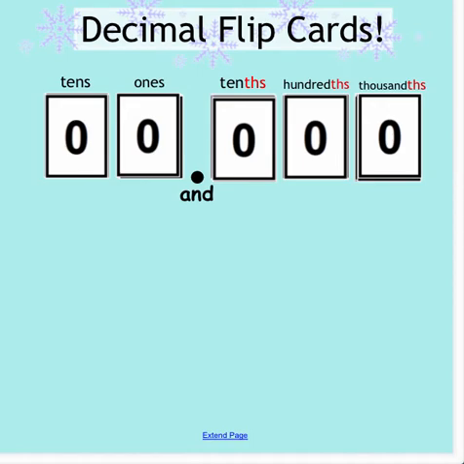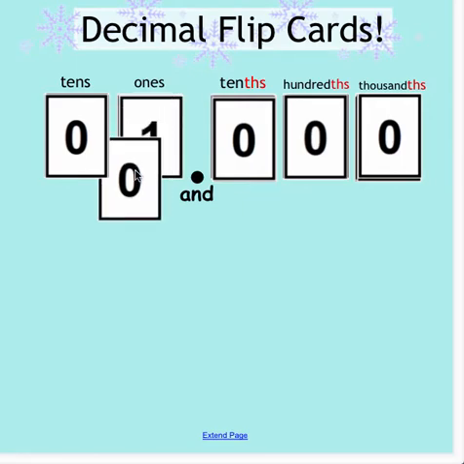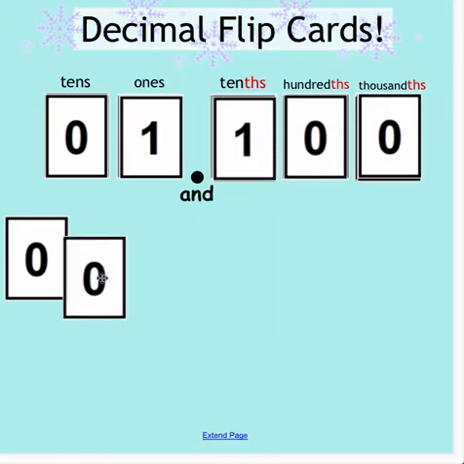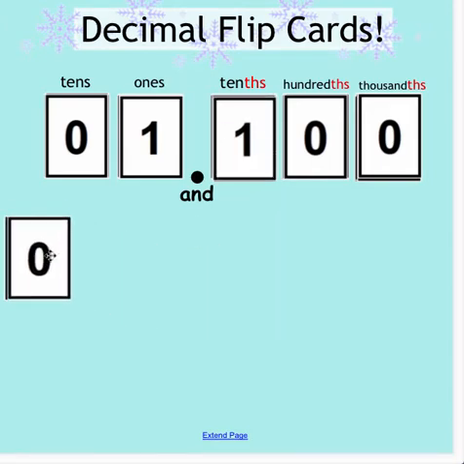Let's practice reading some decimal numbers. These are decimal flip cards. I'm going to move some of these cards so that we have numbers underneath them. We'll take away this one and we'll take away this one. If I want to read this number, what I do is start with the place value furthest over to the left. This is my ones place. As you know from when we did whole number place value, the numbers to the left have greater place values than the numbers to the right.